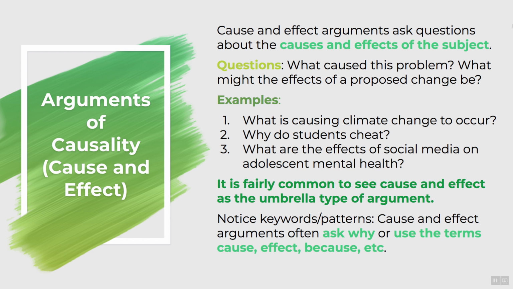Climate change is a good example here. We have to understand what's causing the problem. If it's being caused by human behavior, then solutions are going to involve changing those behaviors or mitigating the effects of those behaviors. If it is just part of the natural Earth cycle, then there's much less, maybe nothing, that we can do about it. Why do students cheat? Looking at the causes of that behavior is going to help lead to more effective solutions.